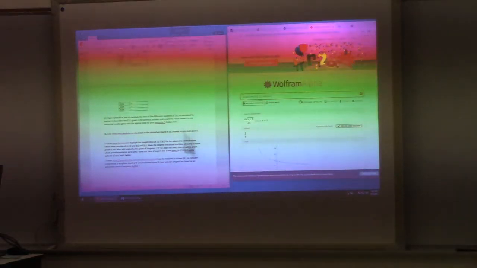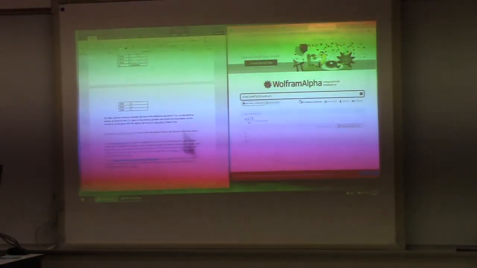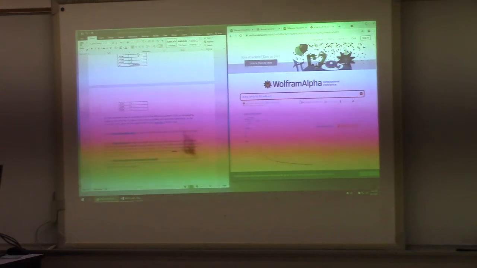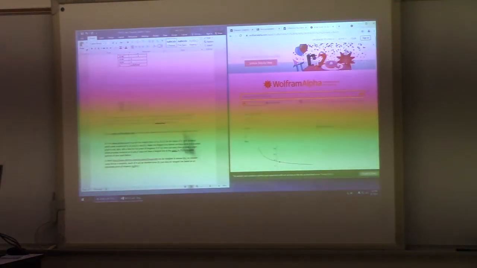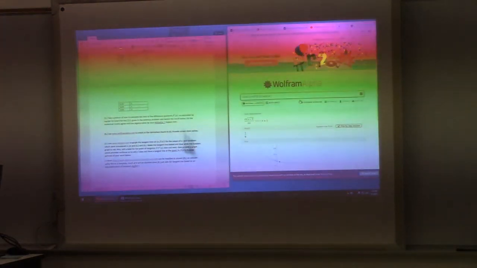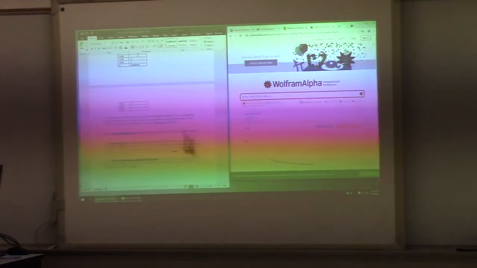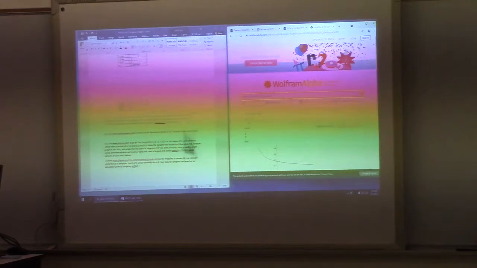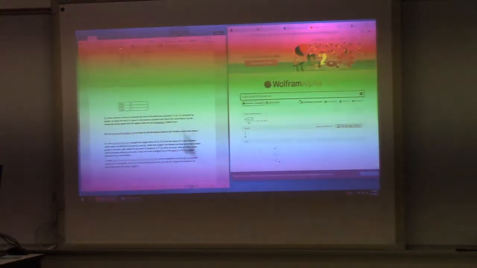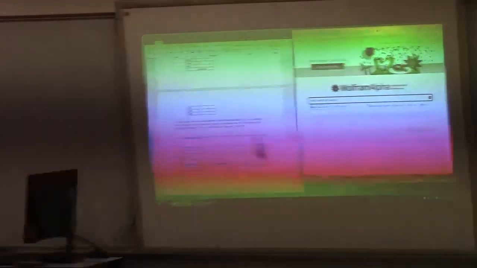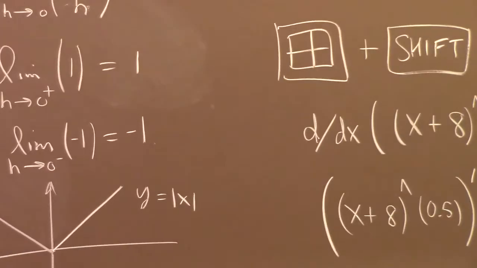So this is the d/dx notation for derivative. This is the so-called prime notation. So d/dx of f of x is f prime of x. These are notations we'll be using. And that's just an example. The 8 and the 0.5.